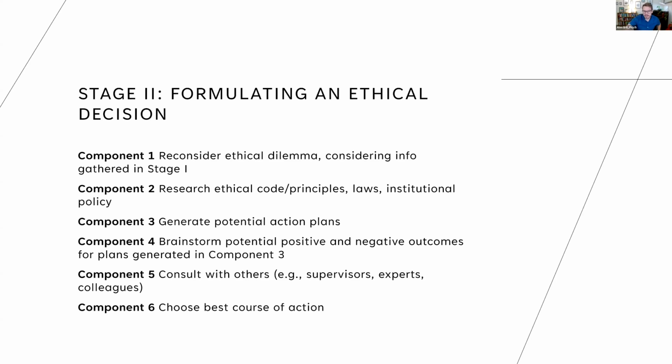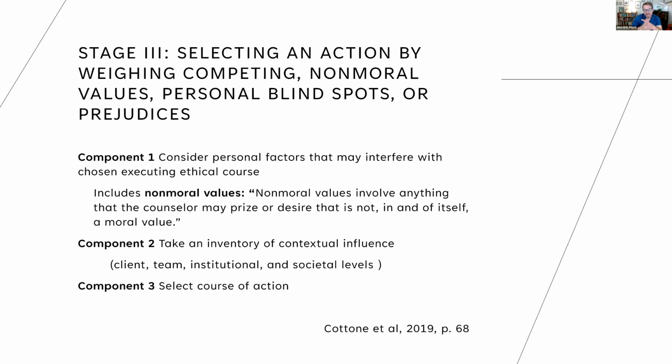And component 6, choose the best course of action. So if it's item C or action plan C, say, okay, this is what I want to do. But we're not done. We've got 2 more stages here. So stage 3, selecting an action by weighing competing non-moral values, personal blind spots, or prejudices.